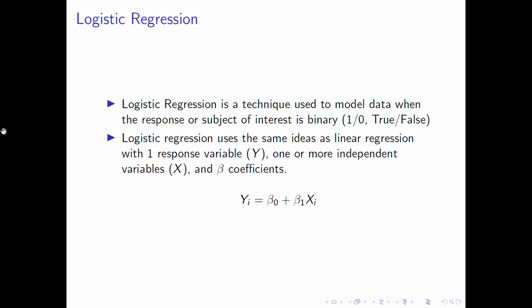So logistic regression is a technique used to model data when the response or subject that you're interested in is a binary response. Now, this could be either coded as 1 or 0, or true or false, but it can really be for anything where one part of the data is and one part of the data isn't. Is the car a hybrid? Is it not a hybrid? Was it sunny that day? Was it not sunny? And logistic regression uses the same ideas as linear regression in that it has one response variable, which will be the y, and the model can have one or more independent variables, which are your x, and then there will be beta coefficients to go along with those x's.